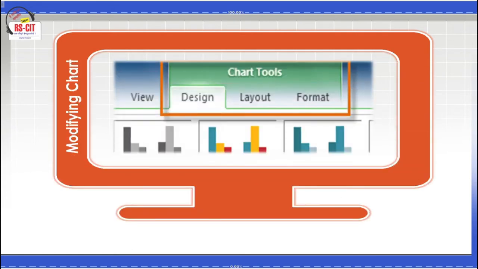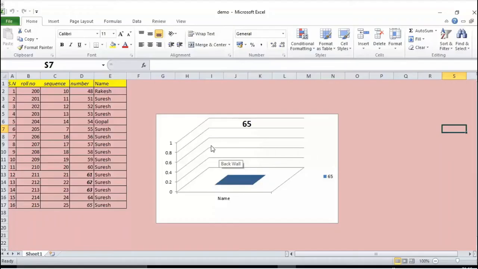Modifying and formatting charts. Once you insert a chart, a set of chart tools consisting of 3 tabs will appear on the ribbon. These are visible only when the chart is selected. You can use these 3 tabs to modify your chart, that is, Design, Layout, and Format.